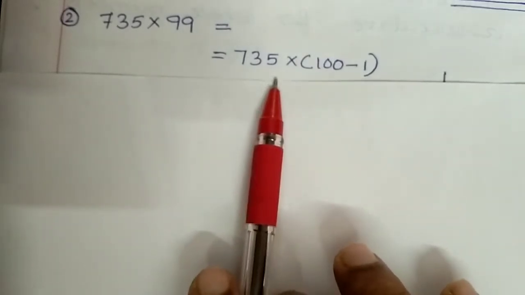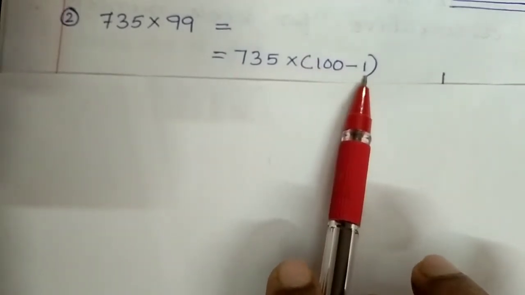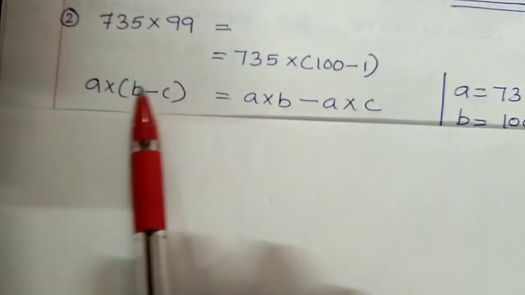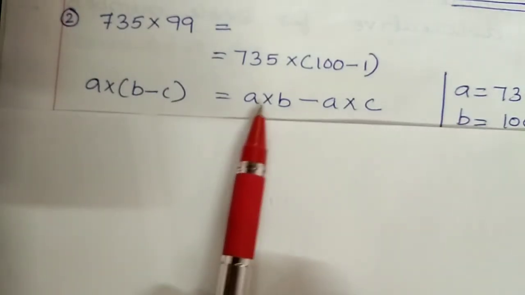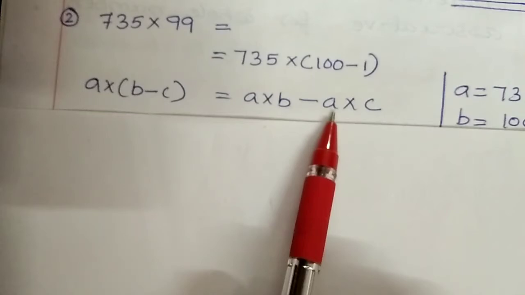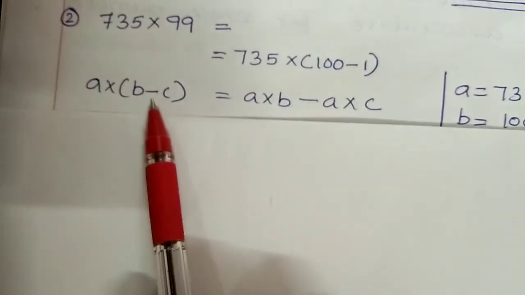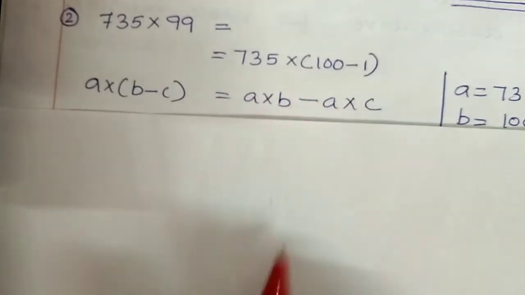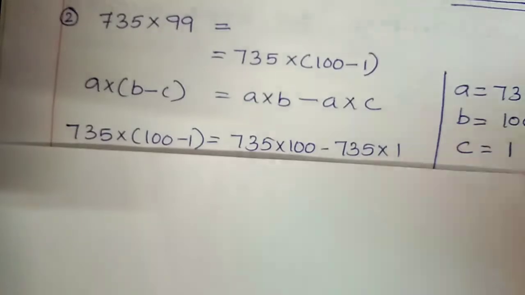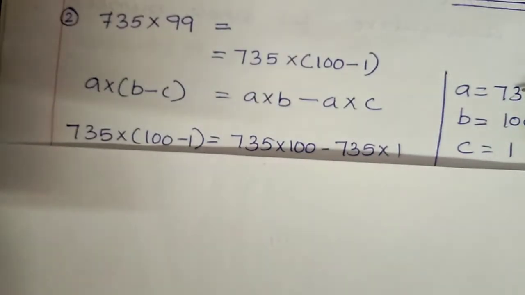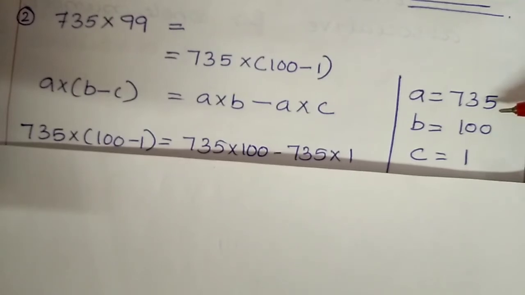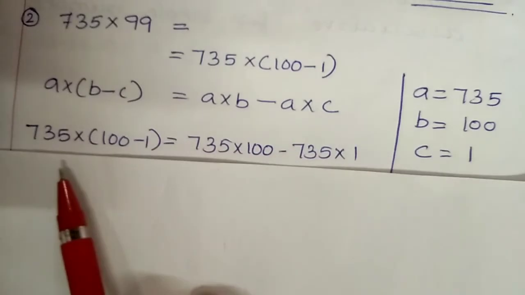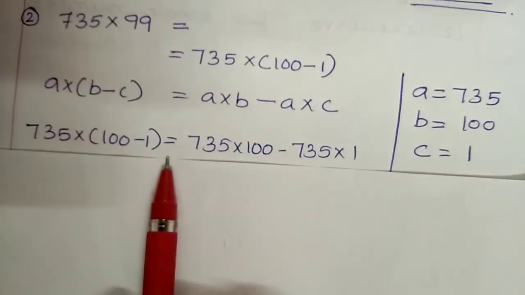That is 735 into 100 minus 1. So you know the distributive property, A into B minus C is equal to A into B minus A into C. Okay, here there is a minus sign, so here also we can put this minus sign. In this question, what is A? Yes, in this question, A is equal to 735 and B is 100, C is 1. So our question is 735 into 100 minus 1.